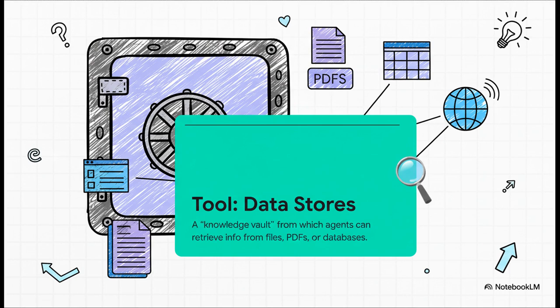And finally, there are data stores. The easiest way to think about this is as the agent's long-term memory, or maybe its own personal library. It's a knowledge vault where it can look up information from specific files, databases, or websites that you give it. This makes sure it has the right context for its tasks.